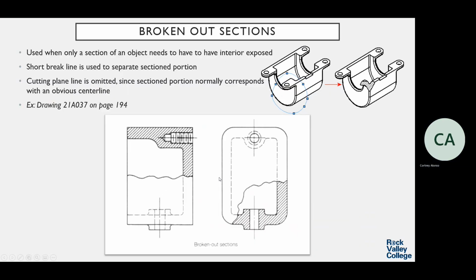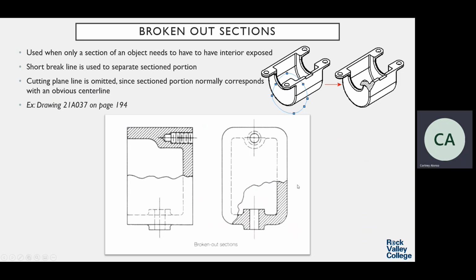Revolved sections. All right, so broken out sections. These can get complicated. The broken out sections are used only when a section of an object needs to have an interior exposed. I thought the view on the top right is a good example. Basically, in my mind, it's like me breaking off a piece to see what's inside. In this, you have these short break lines in your view.